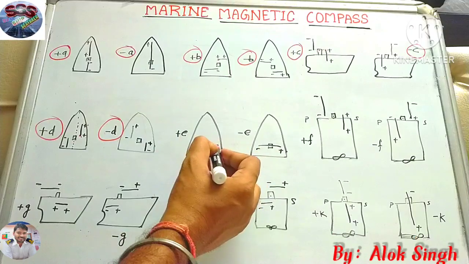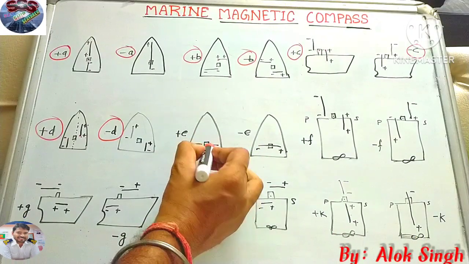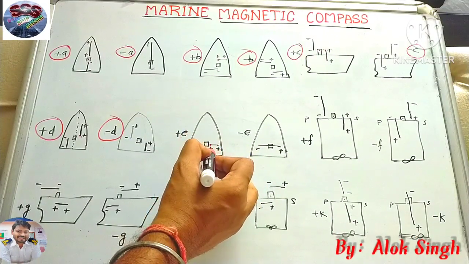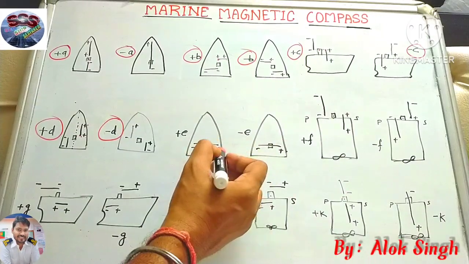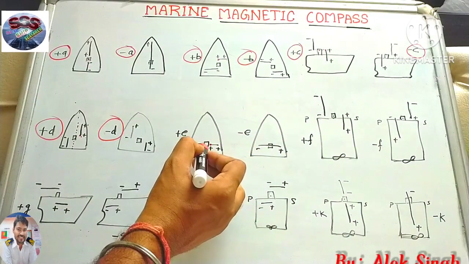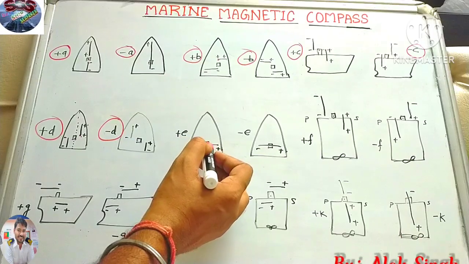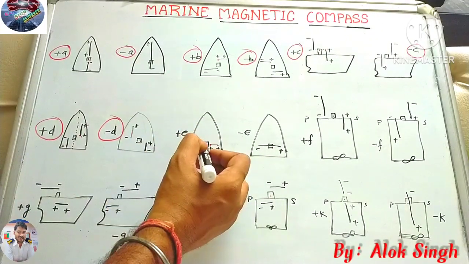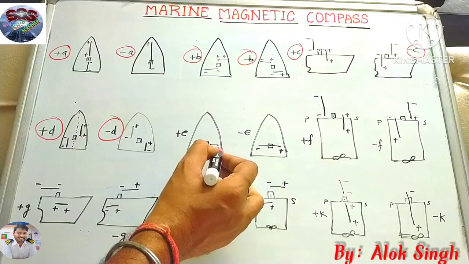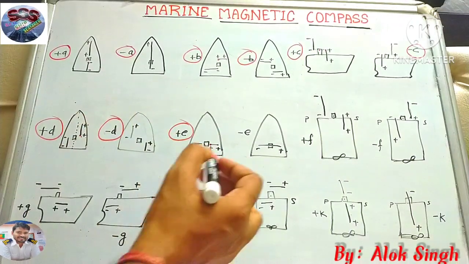So here for E, suppose one rod is here, one is here. For this rod, the effective pole is starboard side of the compass, so plus, and the further pole is further starboard of the compass, so plus. Here this one is port side of the compass, so negative, and the further pole is further port of the effective pole, so negative. So both same side, so plus E.